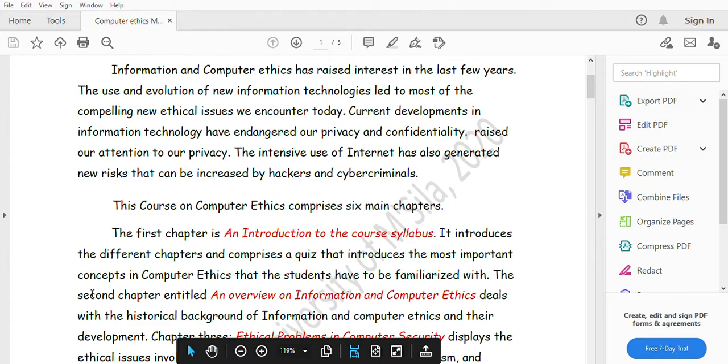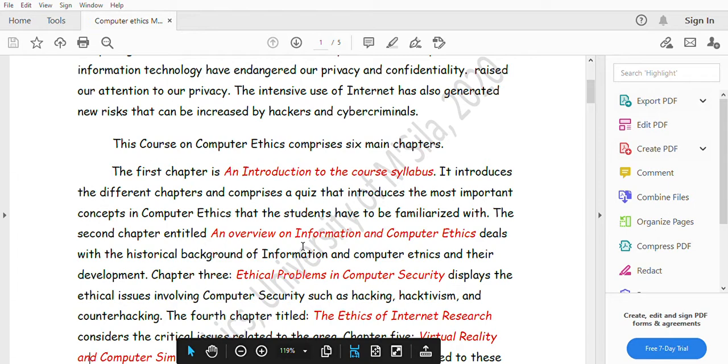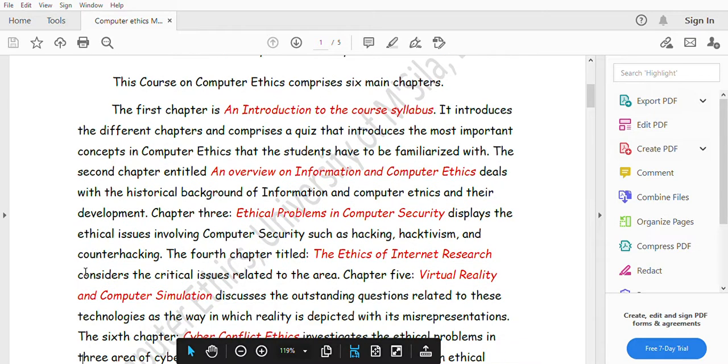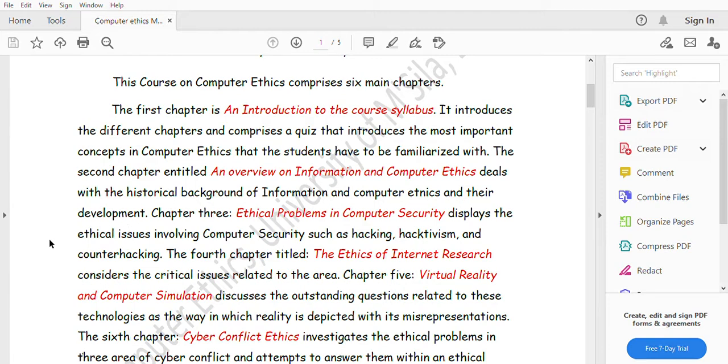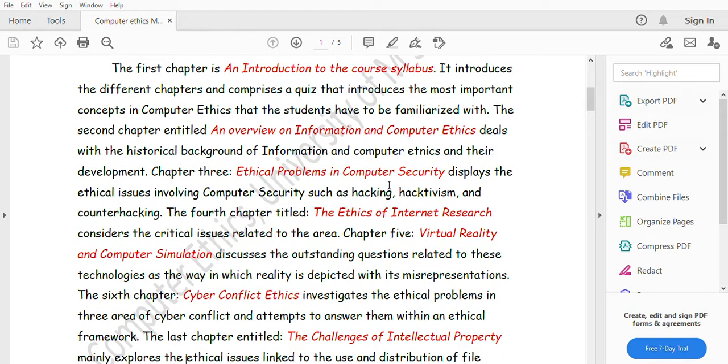The second chapter, as you may see, which is entitled An Overview on Information and Computer Ethics, deals with the historical background of information and computer ethics and their developments. Of course, chapter 3 will deal with ethical problems in computer security. This chapter displays the ethical issues involving computer security, such as hacking, hacktivism, and counter-hacking. The fourth chapter, titled The Ethics of Internet Research, considers the critical issues related to the era.